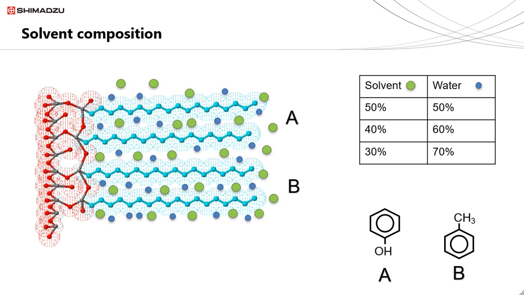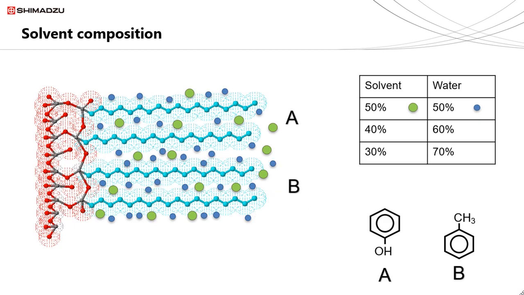Firstly, we will look at a 50-50 solvent composition. Our molecules will interact with the mobile and stationary phase. However, the interactions are too similar to fully separate within our resulting chromatogram. Here we can see that they are not fully separated.